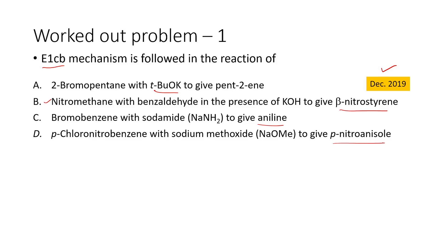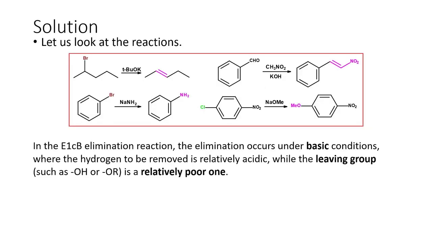So, four reactions are given, and out of these four reactions, which one follows the E1CB mechanism is what we are going to find out. So, the textual reactions, let us look at in the chemical sense. The chemical structures of the compounds are given here. So, the bromo derivative undergoes elimination to give an alkene.